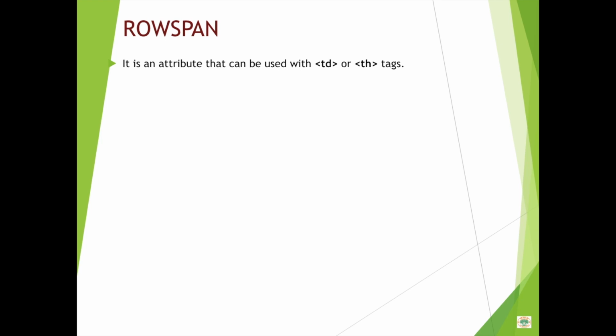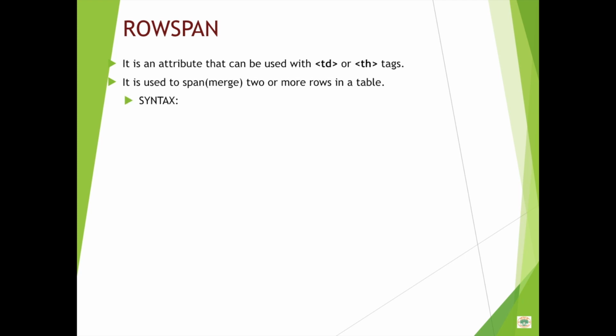For merging more than one row, you have an attribute called row span, which can be used either with TD tags or with TH tags. It is used to span two or more rows in a table. As I have already said, for merging two or more rows, you use the attribute called row span along with TD or TH tags. What is its syntax?